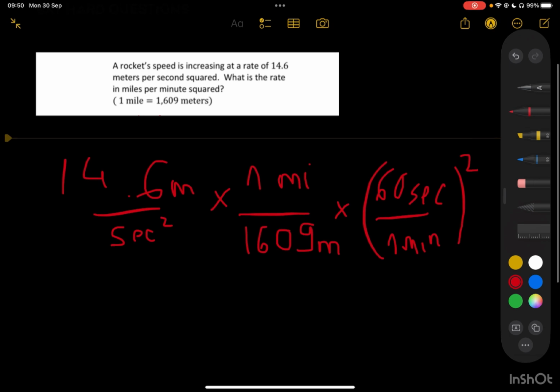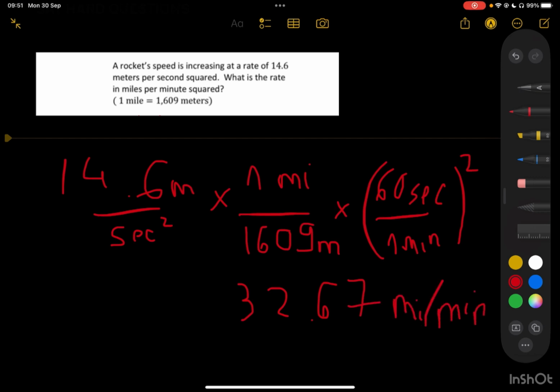So if we put this in the calculator, we'll have 14.6 times 60 squared, divided by 1609. And we'll have the answer of 32.67 miles per minute squared. So the answer is 32.67 miles per minute squared.